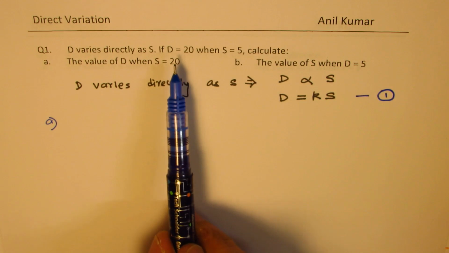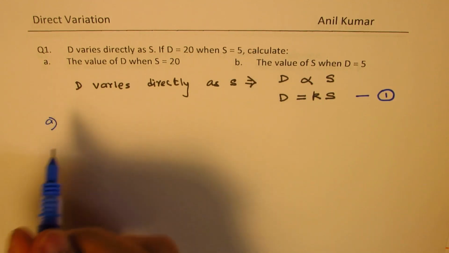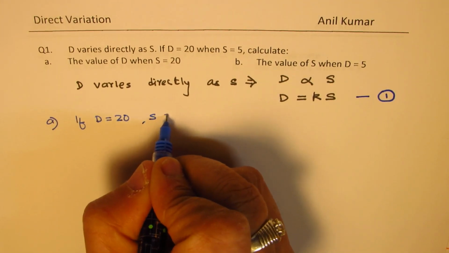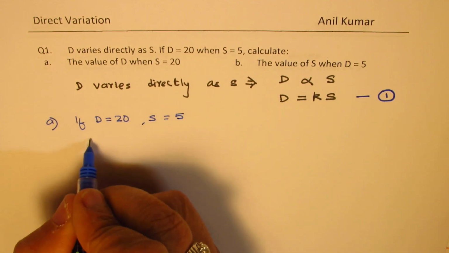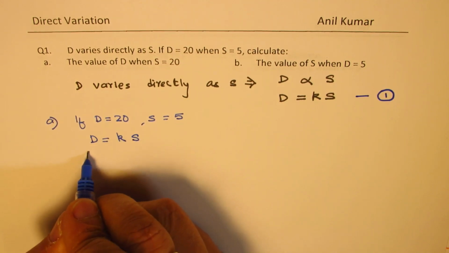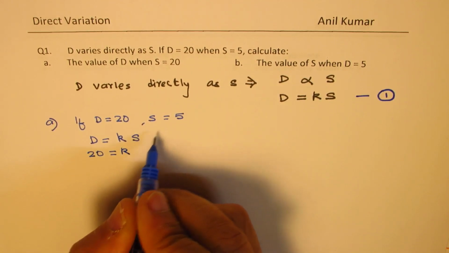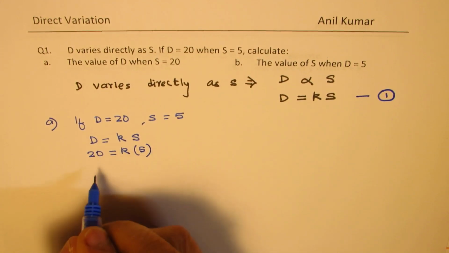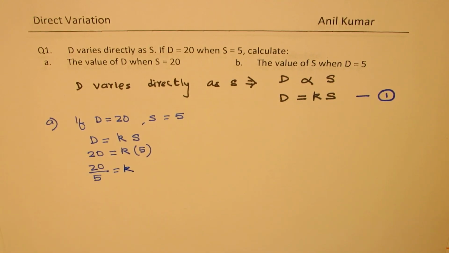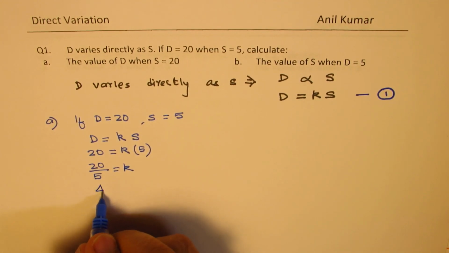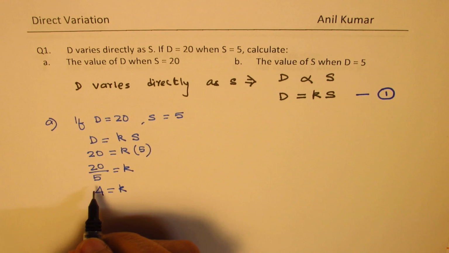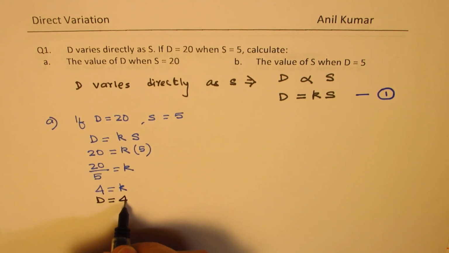Now we are given that if d equals 20, s is 5, right? So we're given if d equals 20, s equals 5. Now this equation is d equals a constant times s. Substituting the values, we get 20 equals constant times the number 5. So the value of the constant is 20 divided by 5, and that is the value of the constant, k. So from here, we know now 4 is the value of k. And therefore, the relation now becomes that D is equal to 4 times S.